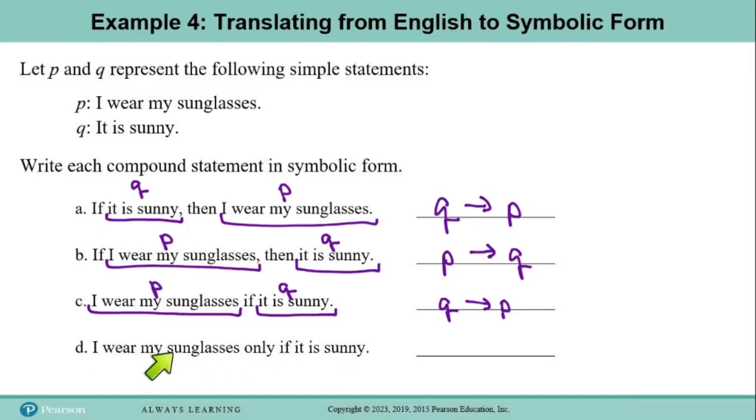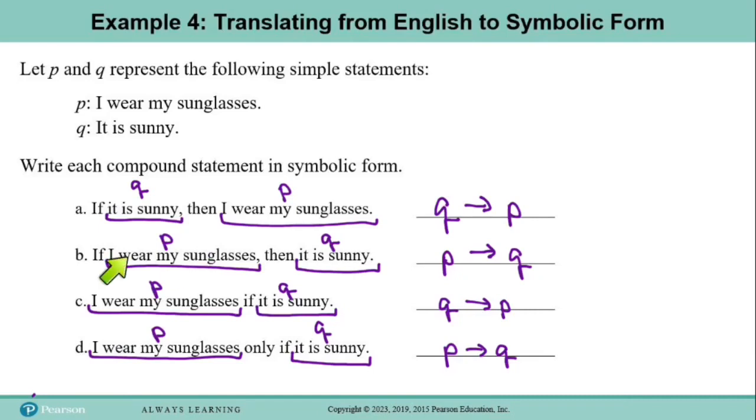Again, I wear my sunglasses is statement P. It is sunny is statement Q, but this time we have only if. And remember, when we have only if, the order of the statements won't change when you go to symbolic form. So this one is going to say if P, then Q. Look at part B and part D. They are both represented by if P, then Q, so they should mean the same thing.